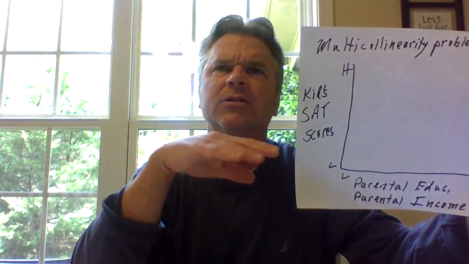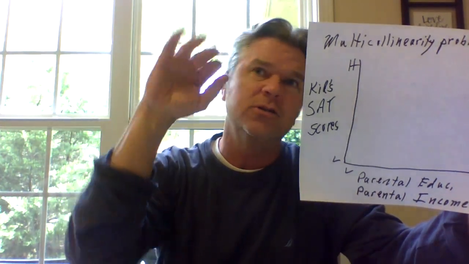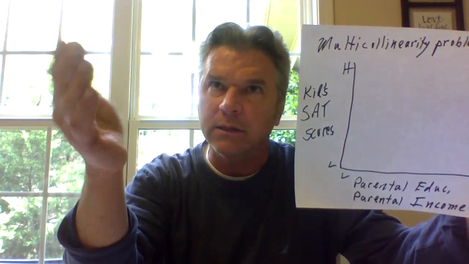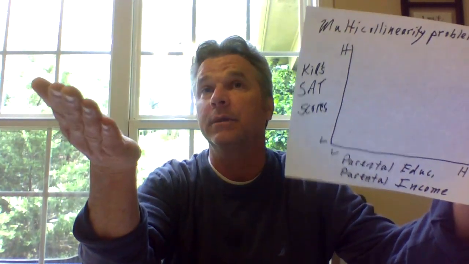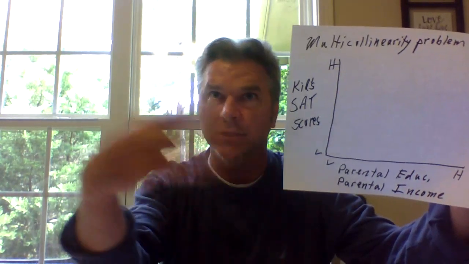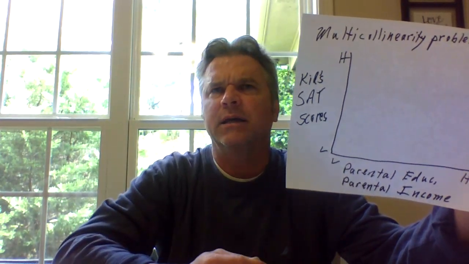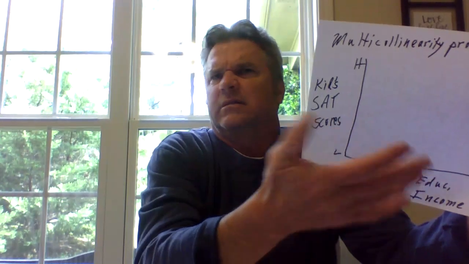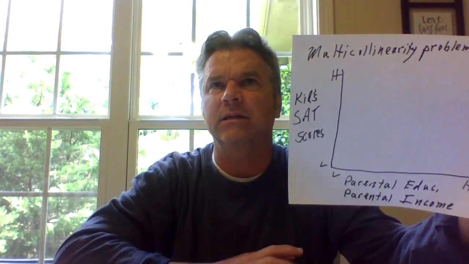Or for every additional $10,000 in parental income, it leads to an increase of 40 points on kids' SAT scores, right? If I leave them separate. But if I combine them into an index, education, income, occupational prestige, classic SES, then all I can say is, well, an increase of this much SES led to this much of an increase in SAT scores.